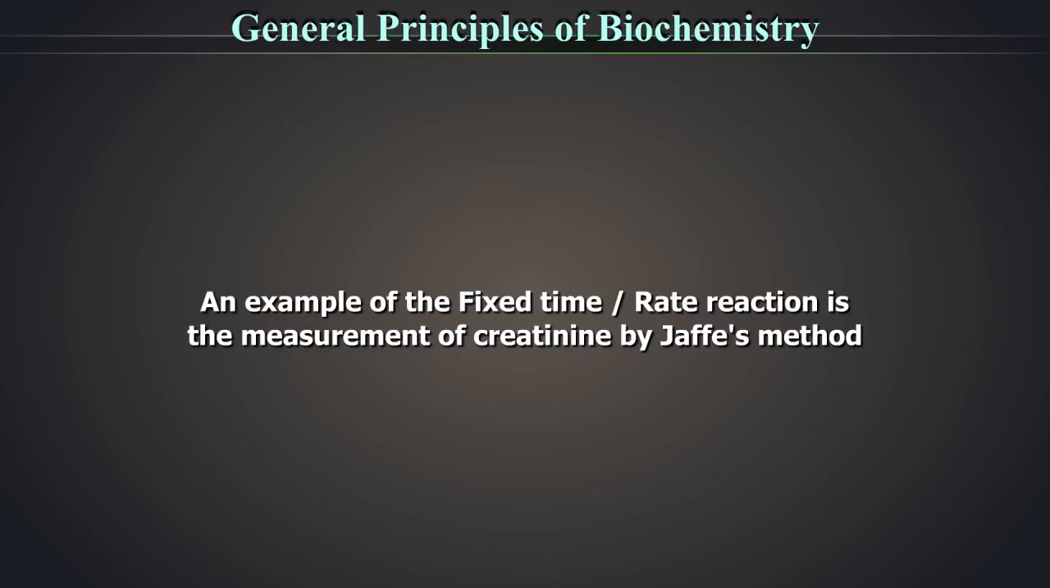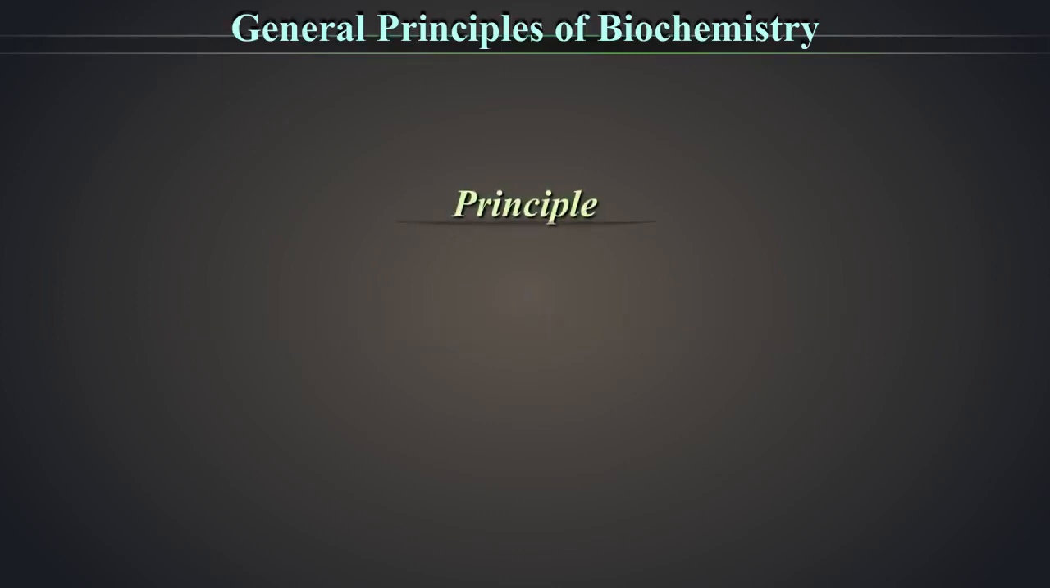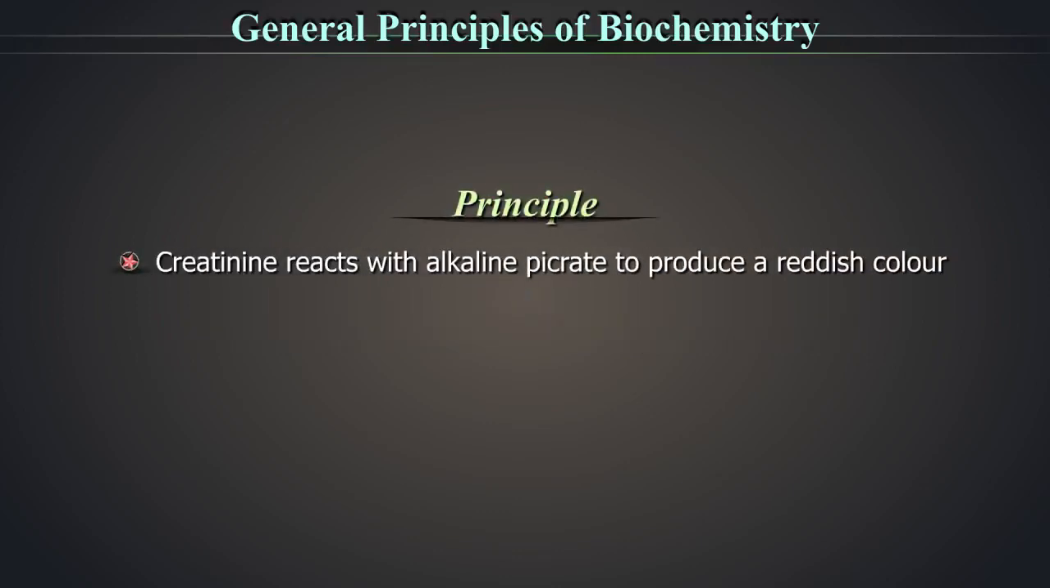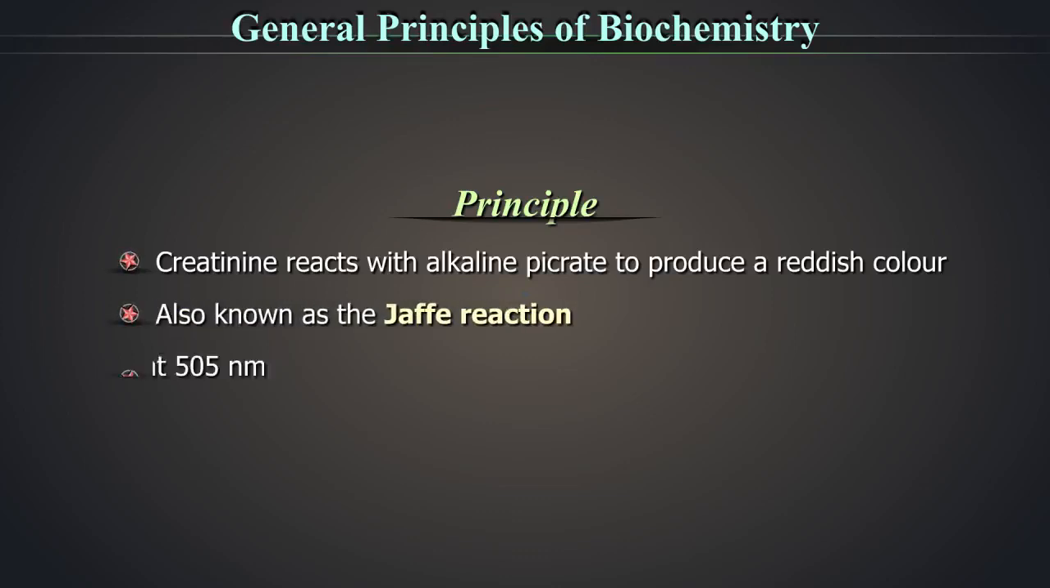An example of the fixed time or rate reaction is the measurement of creatinine by Jaffe's method. Principle. Creatinine reacts with alkaline picrate to produce a reddish color. This is also known as the Jaffe reaction. The colored complex is read at 505 nanometers.